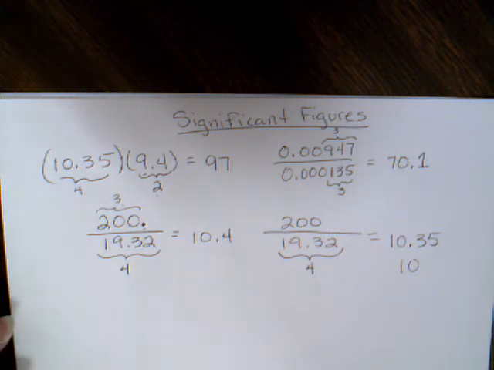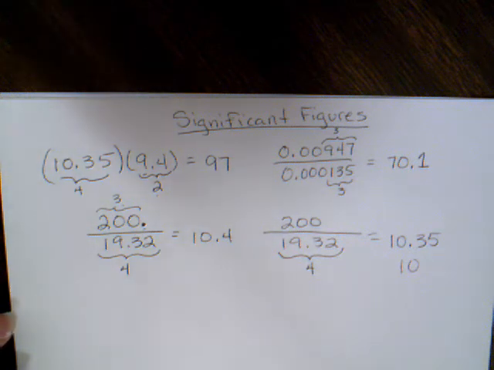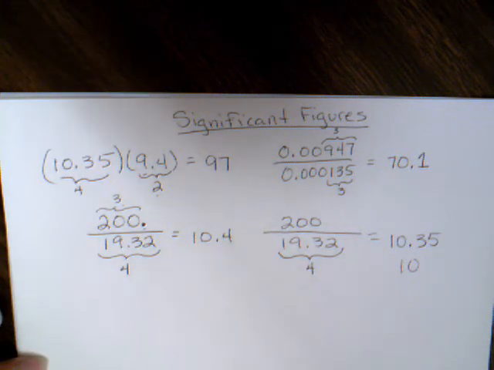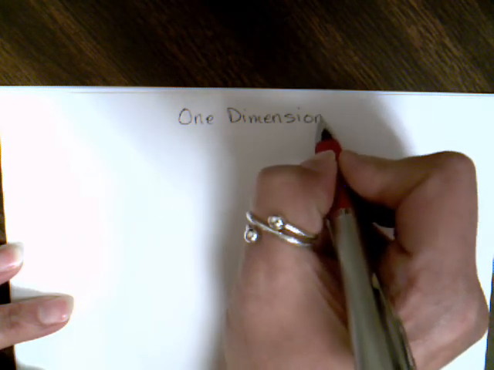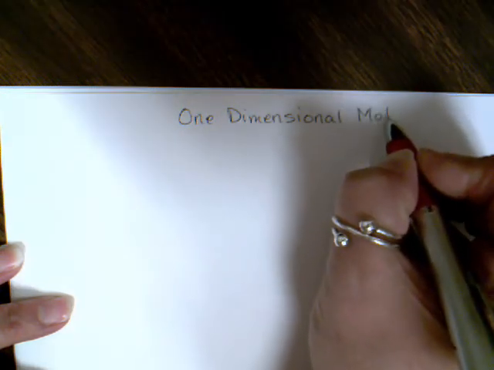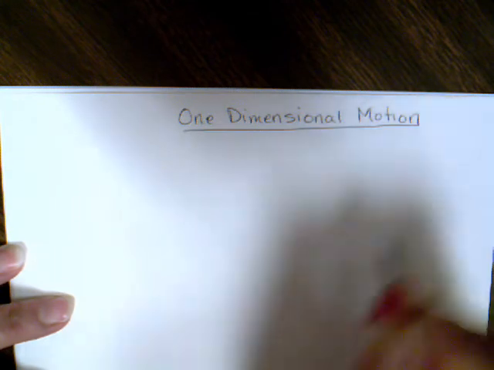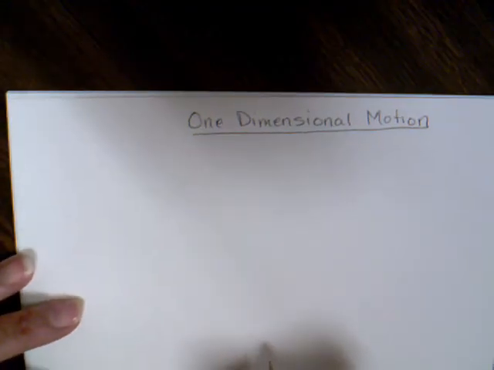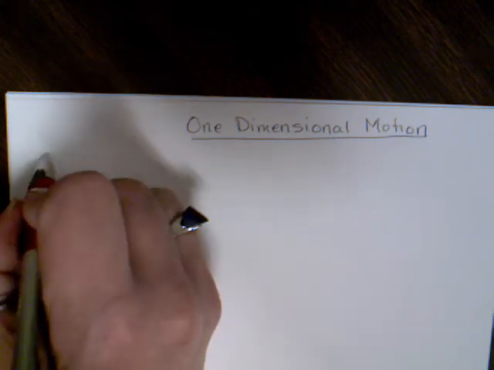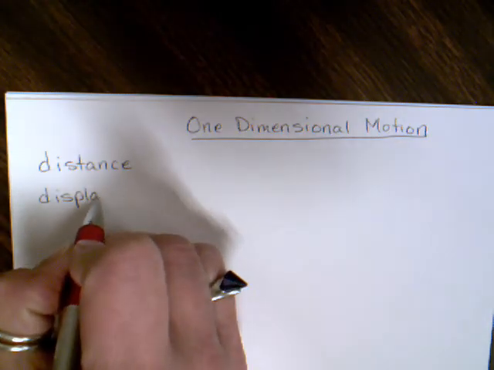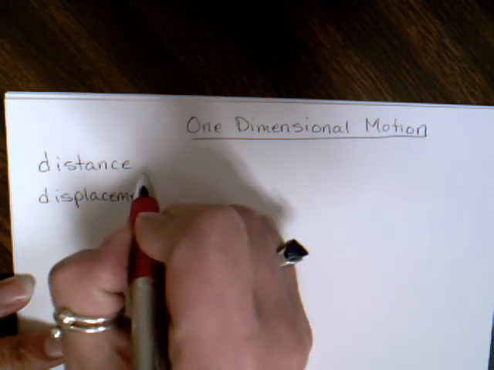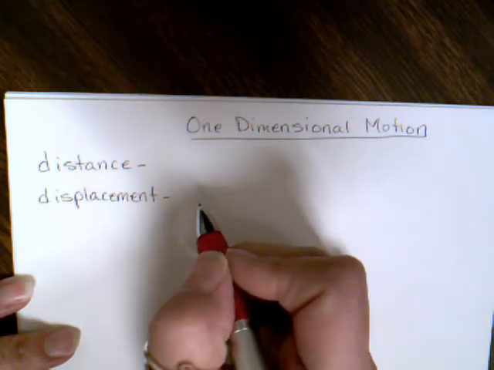Alright, I am done with sig figs. Let's move on to one-dimensional motion in the x direction. We've got to define a few words first. I've already covered distance and displacement with you guys. It's important to cover again, especially whenever we're talking about one-dimensional motion.